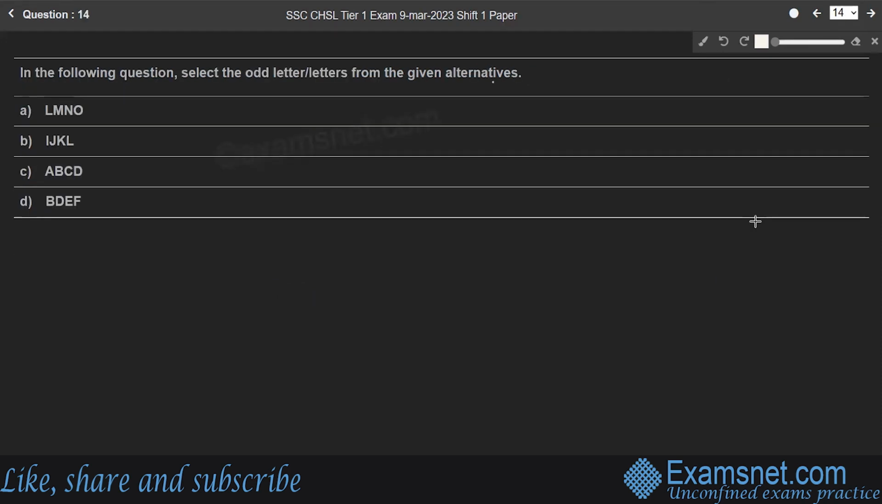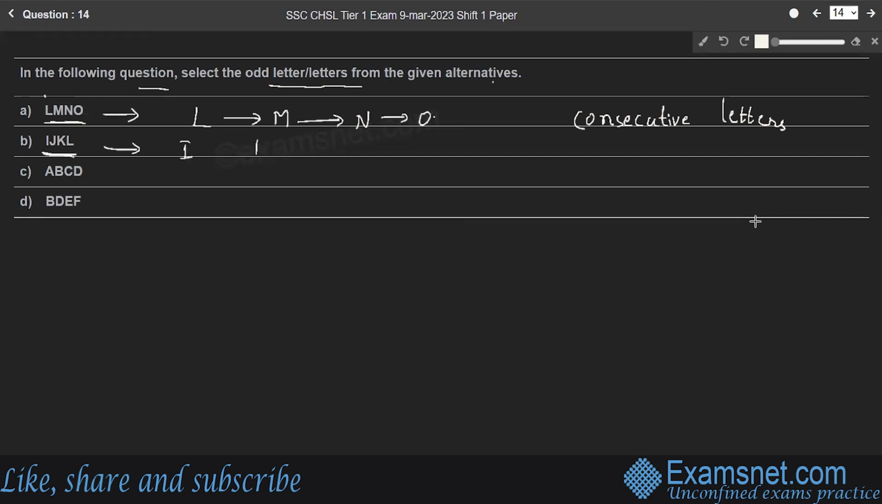Question number 14. In the following questions, select the odd letter or letters from the given alternatives. So let us consider the first option, L, M, N, O. In an alphabetical series, L, M, N, O are consecutive letters. L comes first, L plus 1 is M, next letter is N, next letter is O. These are consecutive letters. Whereas I, J, K, L. I comes before J. I, J, K, L are also consecutive letters.